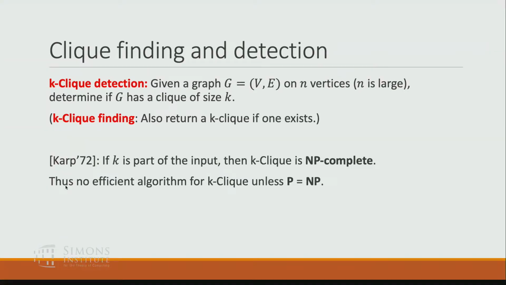So here's a reminder of the definition. In clique detection, we are given a graph, and we have to determine whether the graph G has a clique of size k. And in the clique finding version, we also have to return a k-clique if there is one. Clique is actually one of the first problems known to be NP-complete, if k is part of the input. So unless P equals NP, there's no efficient algorithm for k-clique in the case when k is part of the input.